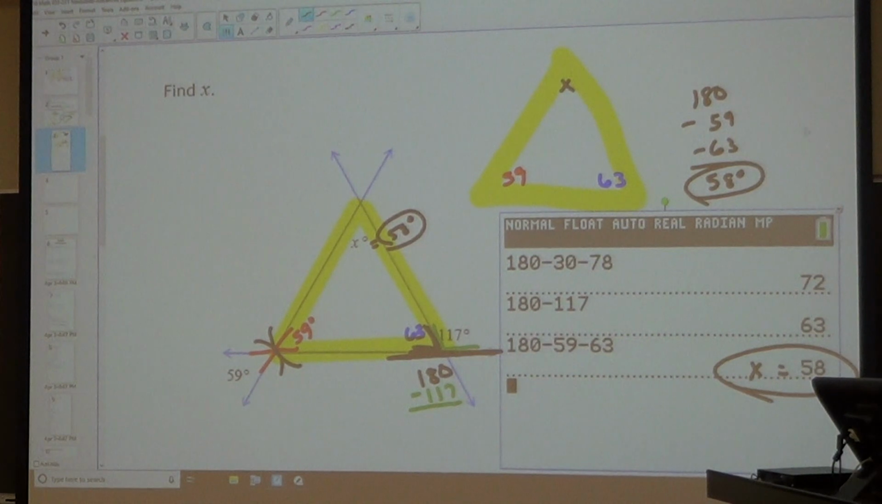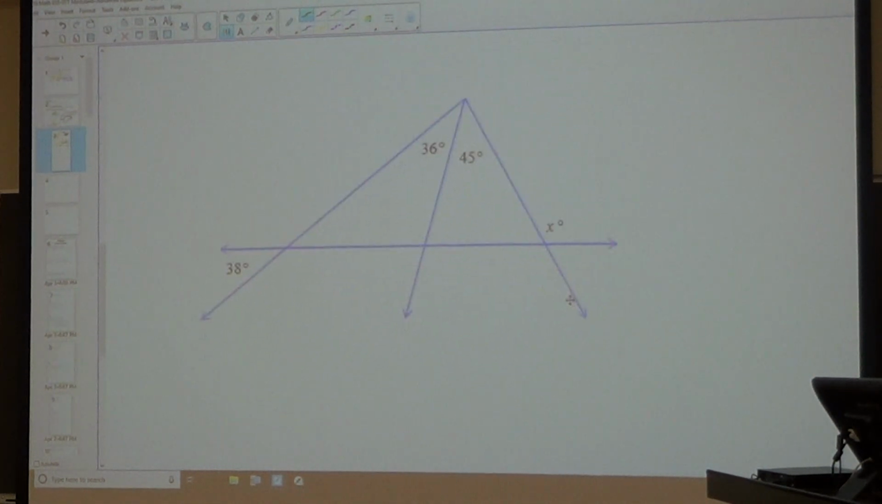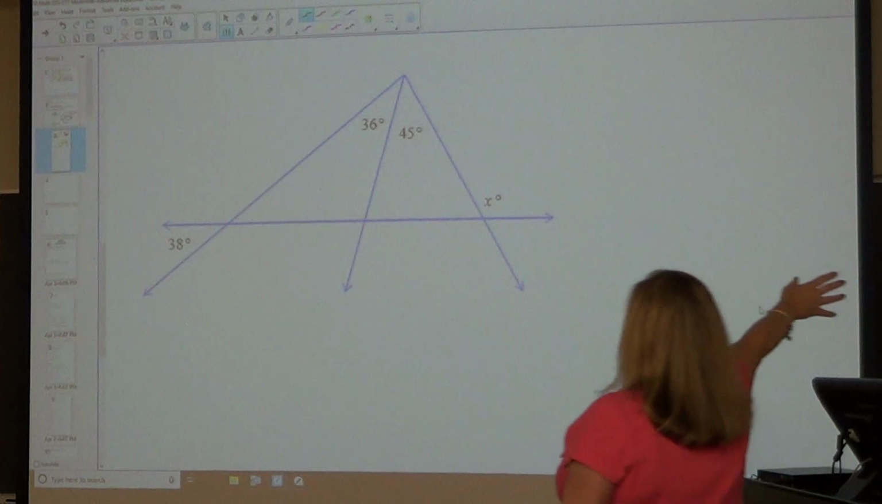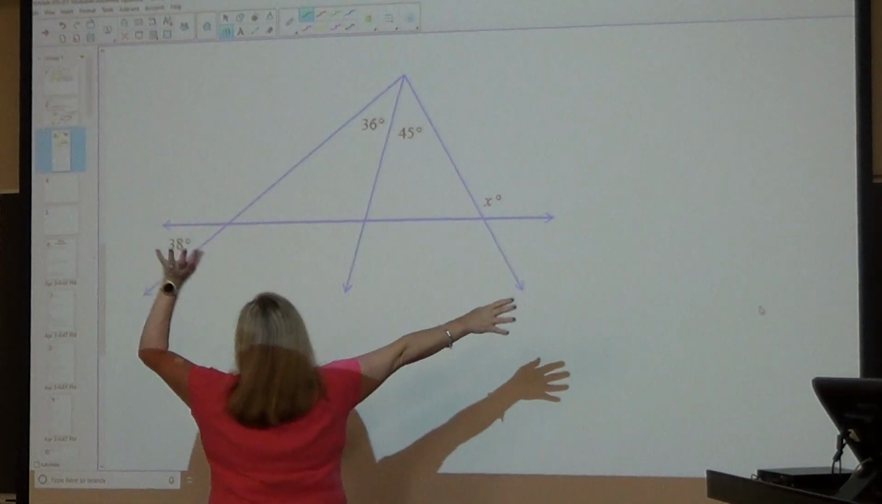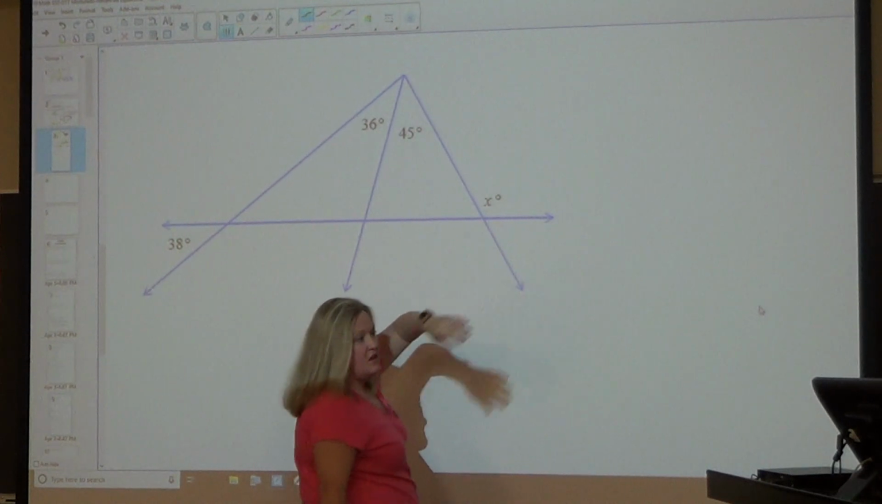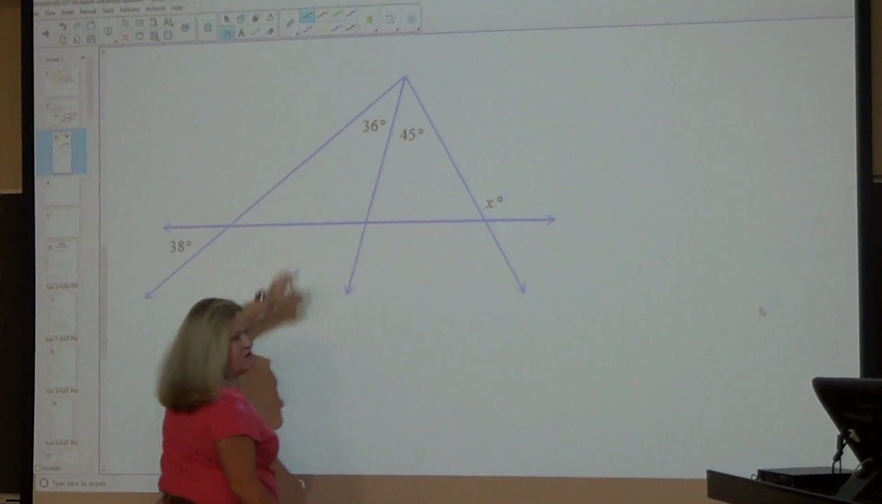Yay? Okay, let's do another one. This time X is on the right, which means we're going to start over here and work our way over here. So tell me how to get from here to here.